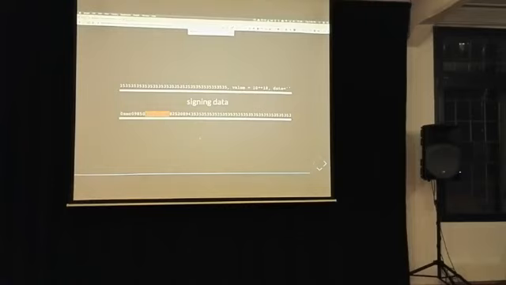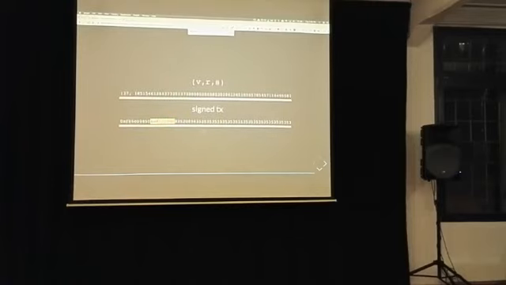Now, what do we do once we've RLP encoded the transaction? We sign it. So what do we do when we're signing? We randomly generate a K. We multiply the generator by K. We take the X coordinate of that, and that's going to be R. And for S, we compute the inverse of K, and we multiply that with the message hash plus our private key times R. And we do that all mod N, and we obtain this.